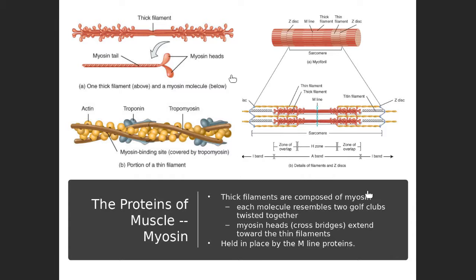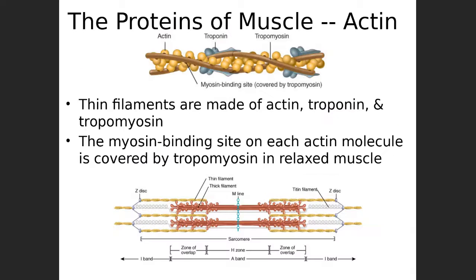Right, good. So here's the myosin fiber, and it's got these two golf clubs wound together, twisted together, and they're going to be important for what happens in a minute. I've got a slide that shows you that in a minute.